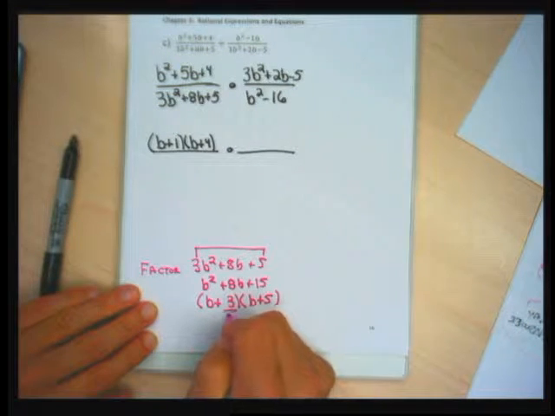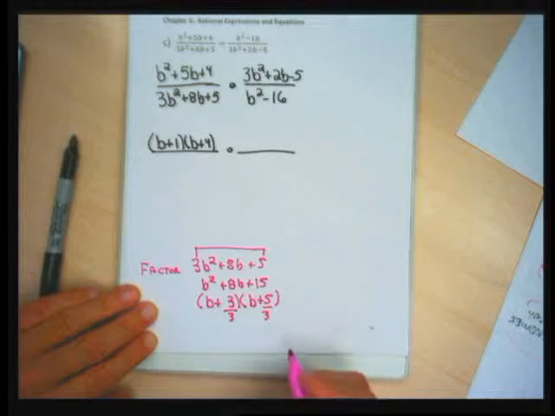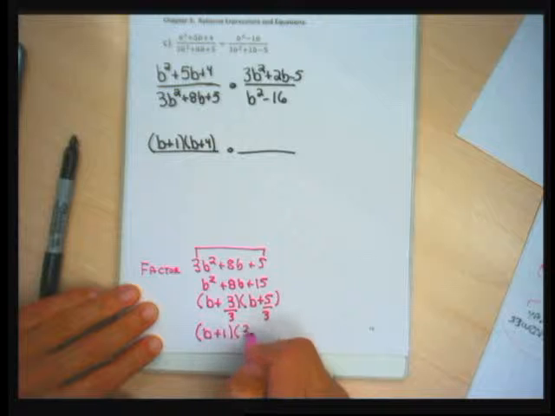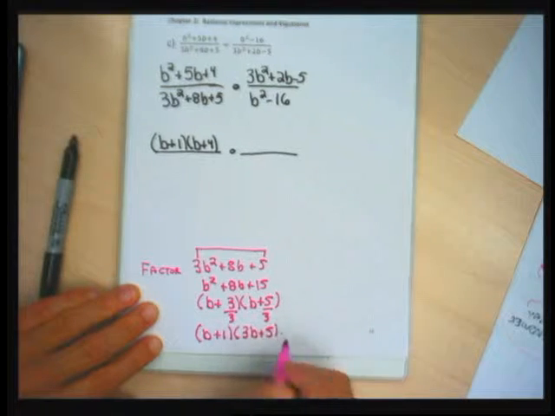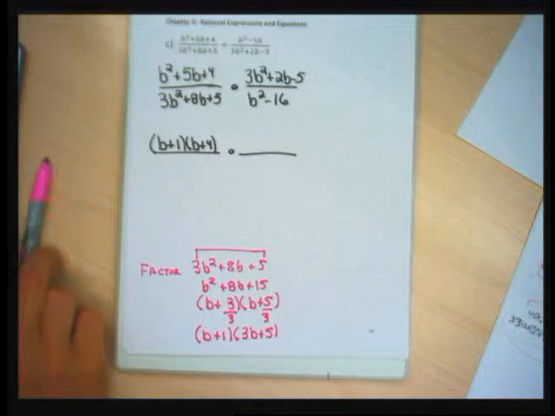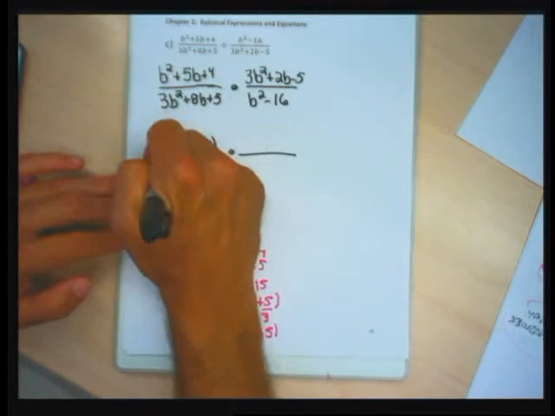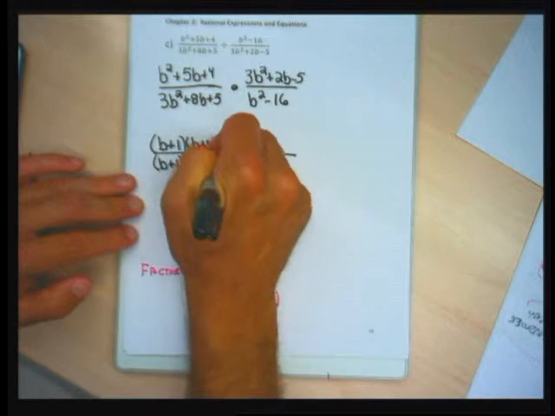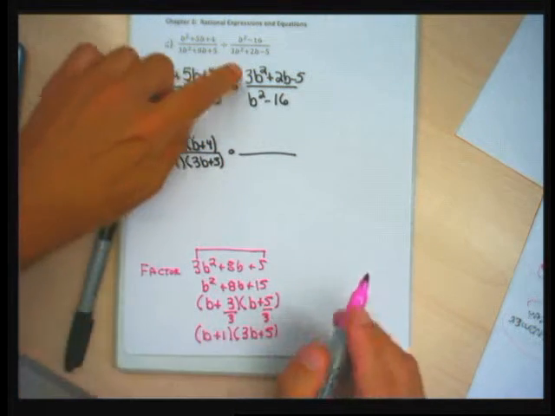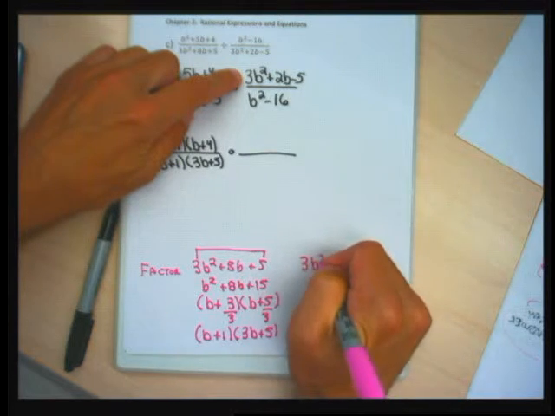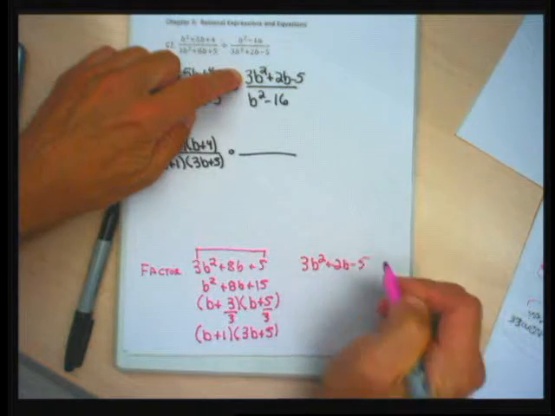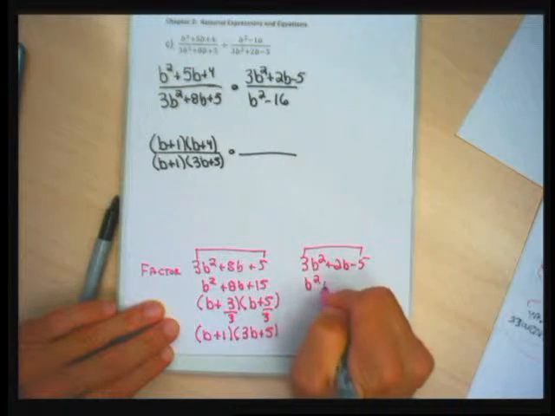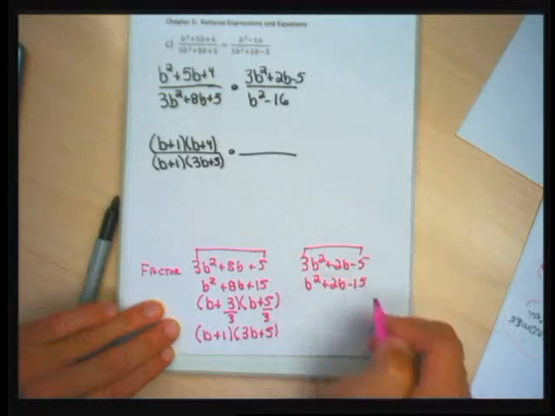I started off multiplying the last number by 3. I'm going to divide the last number by 3. Reduce the first fraction. Bottoms up the second fraction. And this 3b squared plus 8b plus 5 factors into b plus 1 times 3b plus 5. Next mess I'm going to factor is 3b squared plus 2b minus 5. Bottoms up again. Multiply the 3 and the 5 and get b squared plus 2b minus 15.